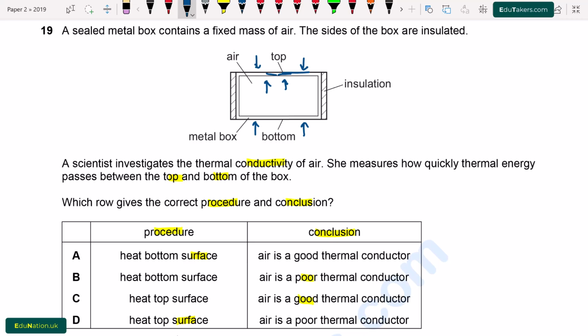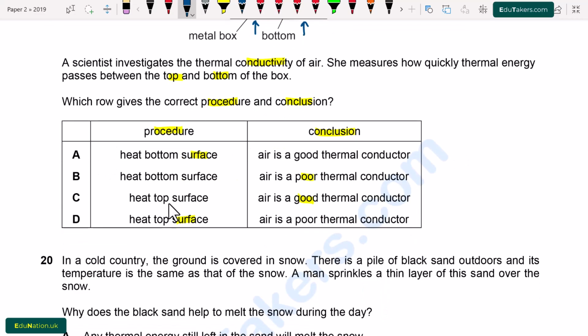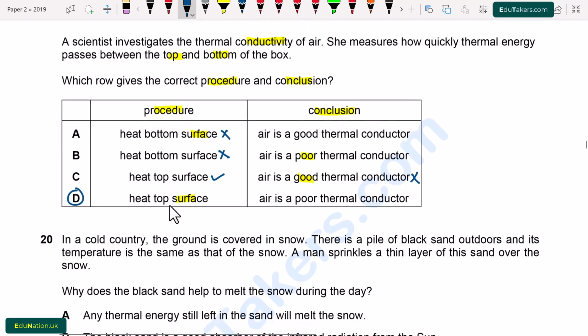So we have to heat the top surface and air is a poor thermal conductor. Now we see the options. In option A, heat the bottom surface, this is incorrect. In option B also, it is given heat the bottom surface, which is incorrect. Option C, heat the top surface, this statement is correct. Air is a good thermal conductor, but this is incorrect. Only option D is correct, which shows that heat the top surface and air is a poor thermal conductor.